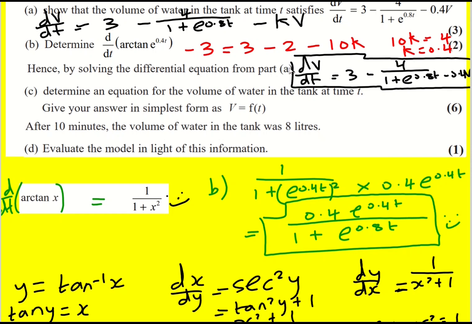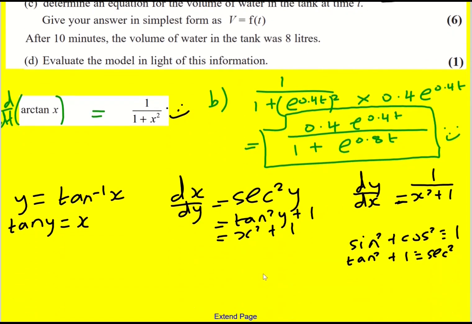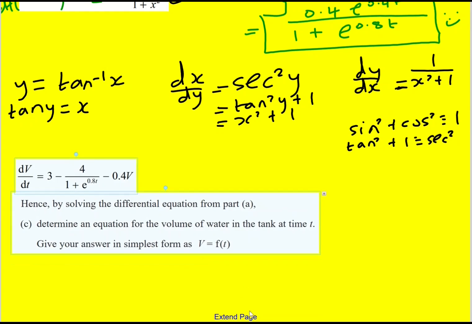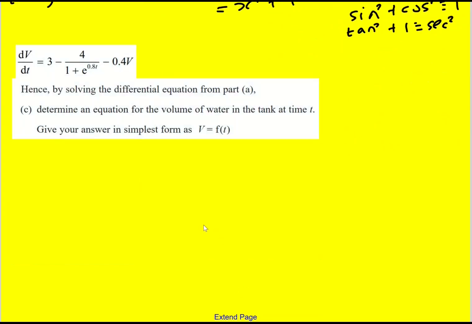We're now asked to solve the differential equation from part A and determine an equation for the volume, giving our answer in simplest form as V equals f of t. So here we go, here's the differential equation. Now we can't use separation of variables here, because we've got a 3 minus that function, so it's out of the question. So we've got a different method.